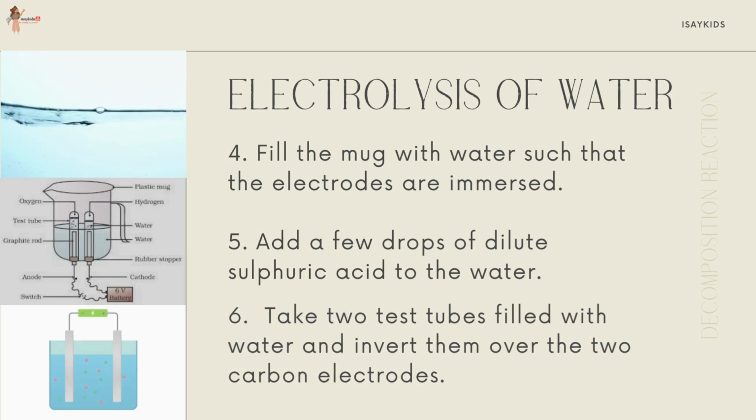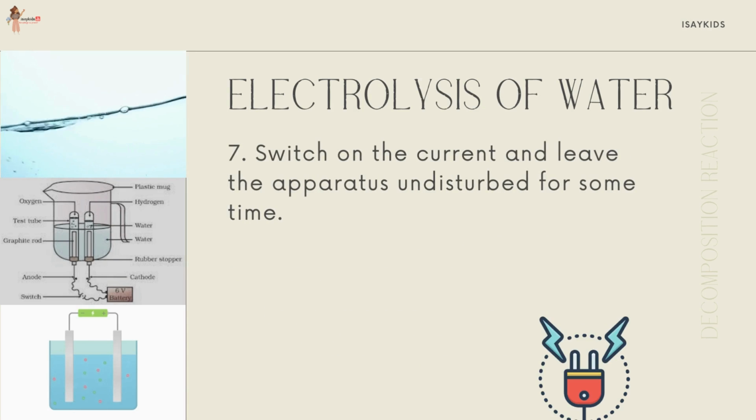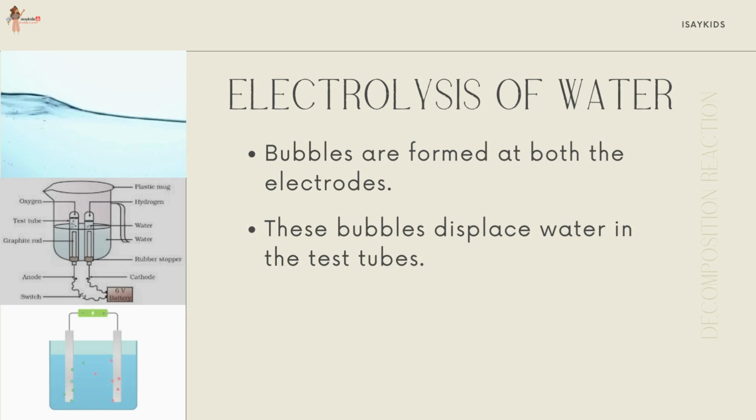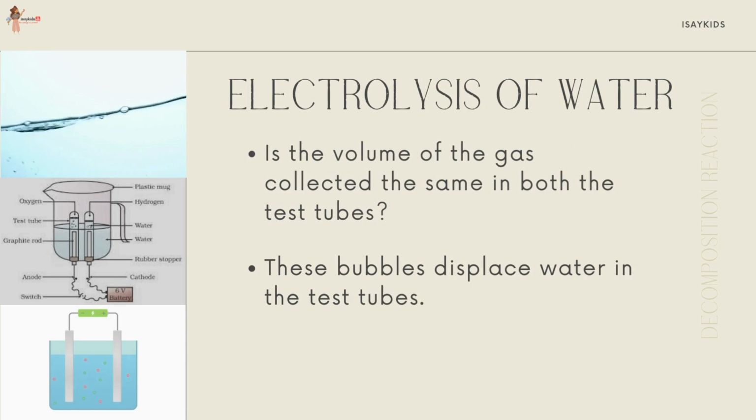Take 2 test tubes filled with water and invert them over the 2 carbon electrodes. Switch on the current and leave the apparatus undisturbed for some time. You will observe the formation of bubbles at both the electrodes. These bubbles displace water in the test tubes. What do you think? Is the volume of the gas collected the same in both the test tubes?